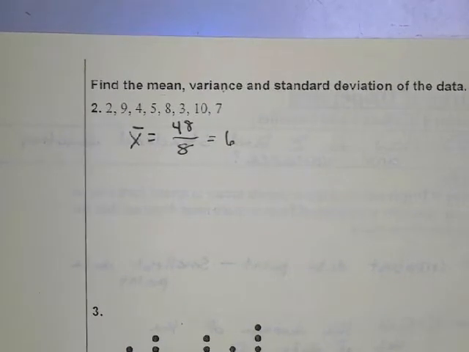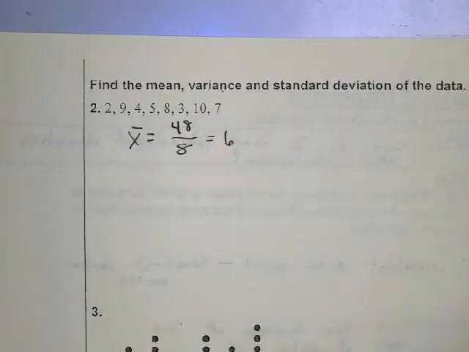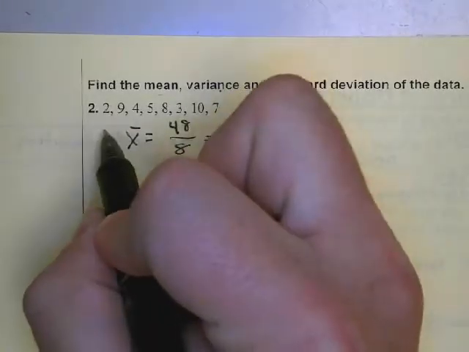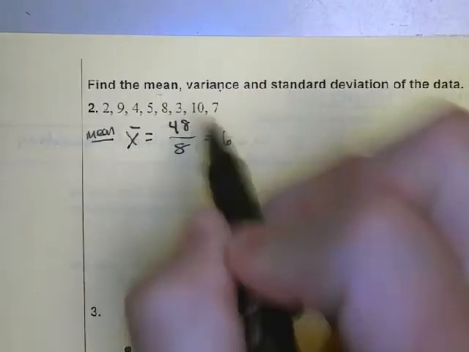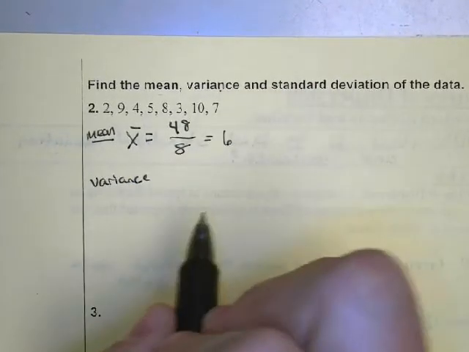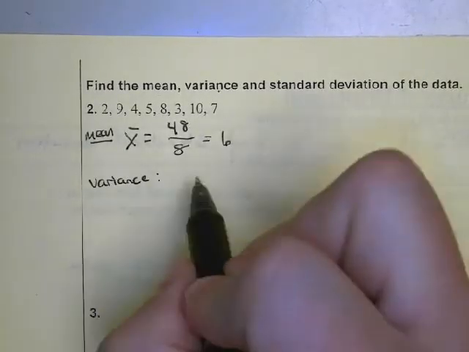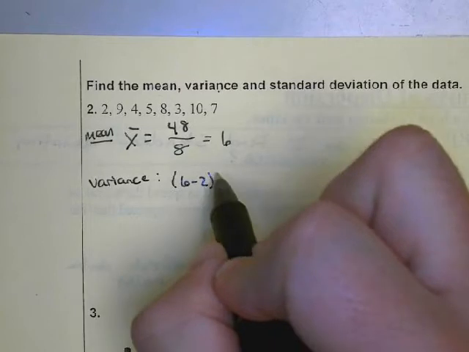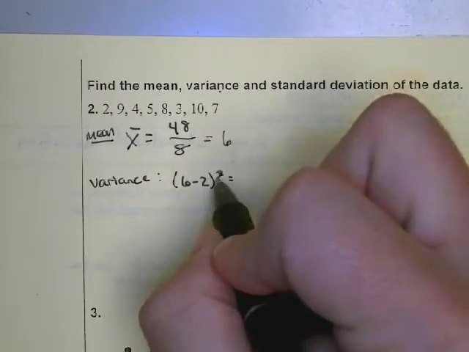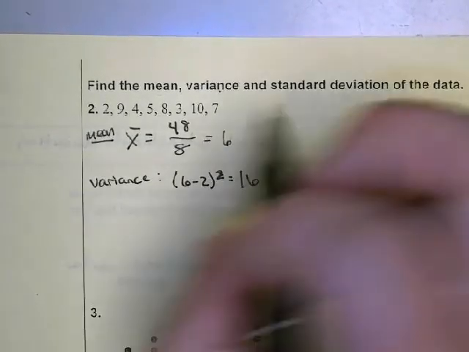Now to find the variance, I'll find the difference between 6 and each data point and then square that number. So here was the mean. Now for the variance, we have our mean already, so step 1's taken care of. Step 2, we'll go 6 minus 2 squared, which would be 6 minus 2 is 4. 4 to the second power is 16. And we're going to do this for each data point.